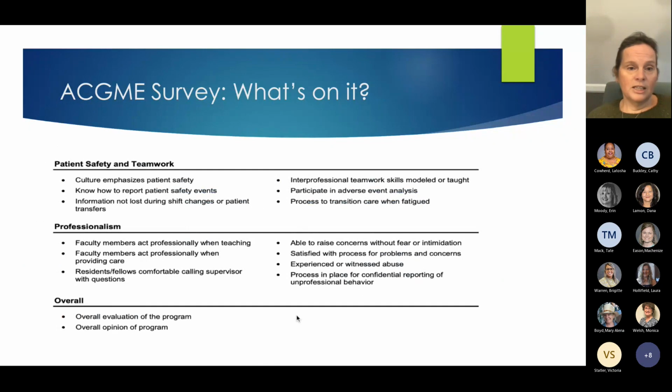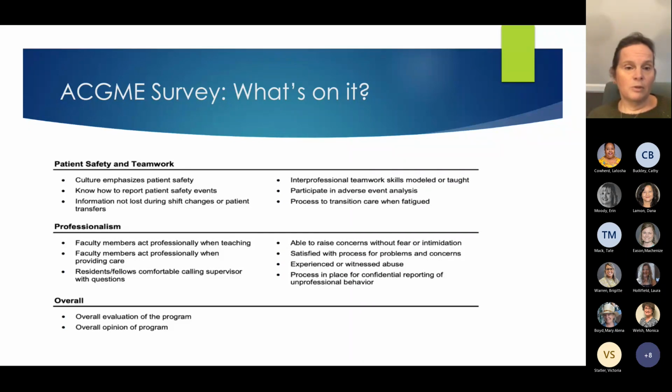With patient safety and teamwork, is this a place that emphasizes patient safety? Do they know how to report a PSN or a patient safety event? Do they work with interprofessional teams? Have they worked on or participated in adverse event analysis? Is there a process to transition care when fatigued?